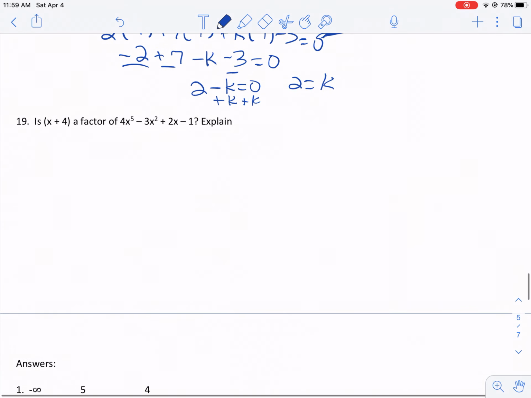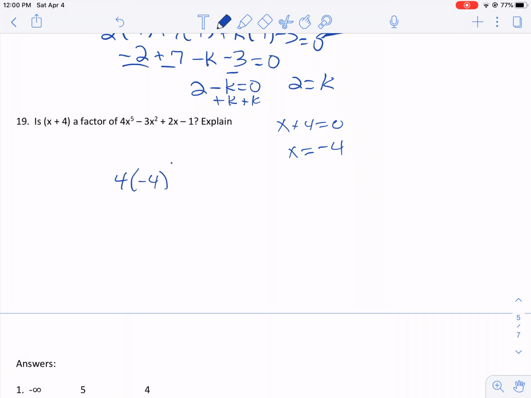Alright, and the last problem. Is x plus 4 a factor of this? Well, if x plus 4 is a factor, then x equals -4 would be the root. So by the remainder theorem, if I just plug that -4 in, I need to get an answer of 0. If I get an answer of 0, it's a root.